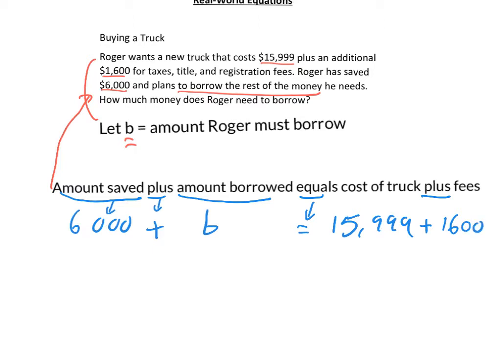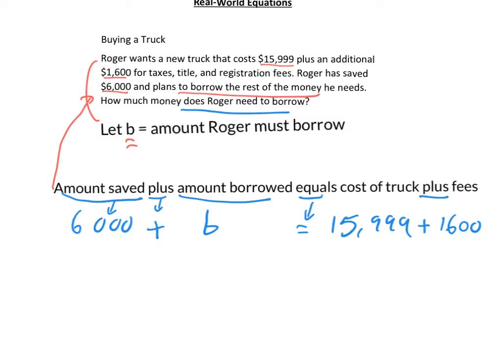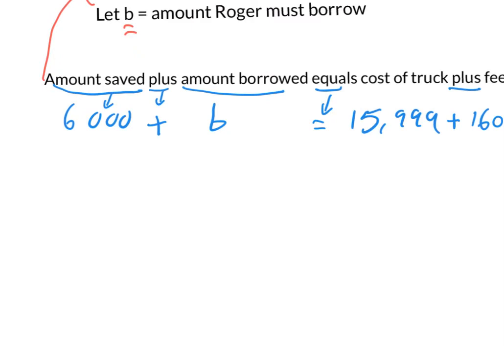So the question is, how much money does Roger need to borrow? So we need to look for B. The unknown is B. We need to solve for B. This is called an equation involving one variable. So let's try to solve this one here. We have 6,000 plus B, and we need to solve this one first.